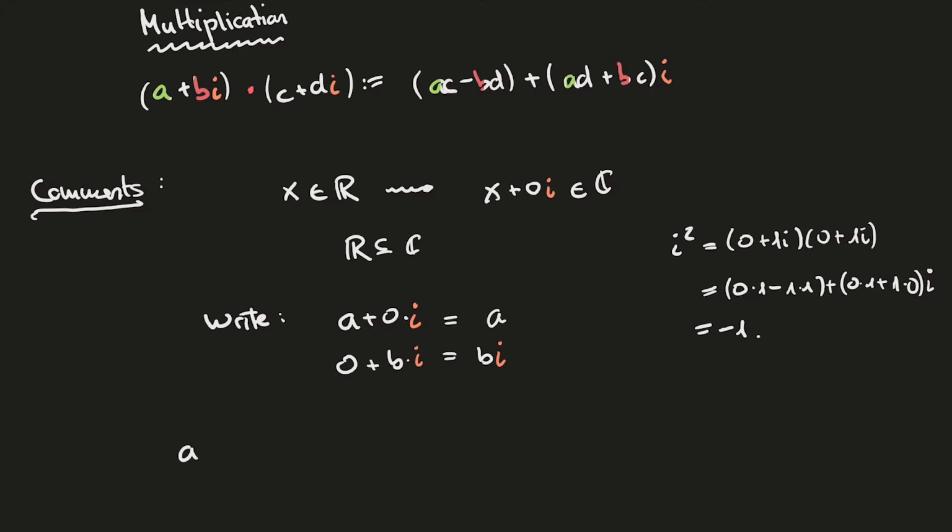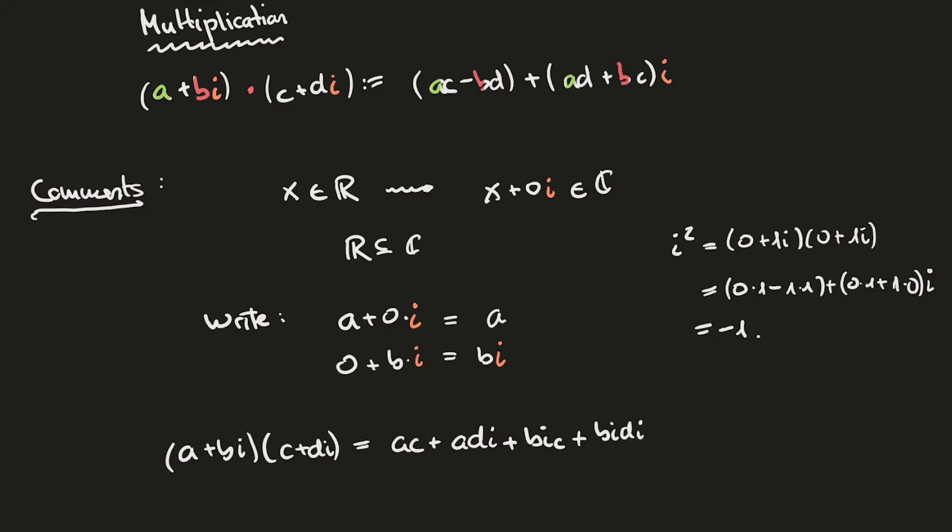And then we can do arithmetic with complex numbers just as we would with real numbers. To illustrate this, I'll just show that if we have a plus bi and we multiply it by c plus di, we can just expand this as usual, treating i like a variable. So that gives ac plus adi plus bic plus bidi.